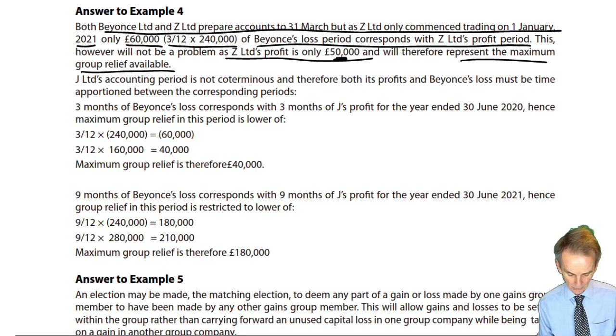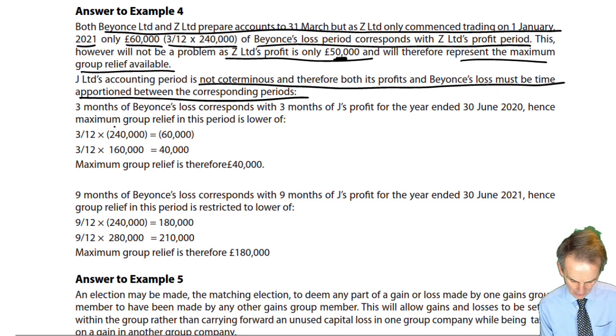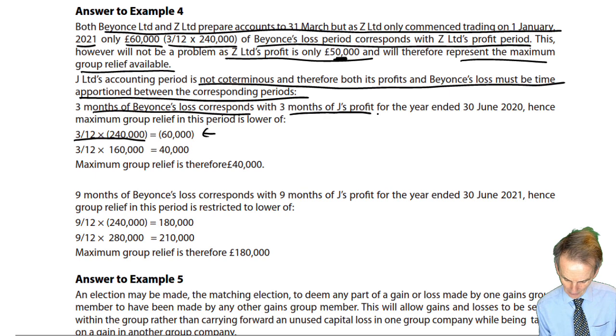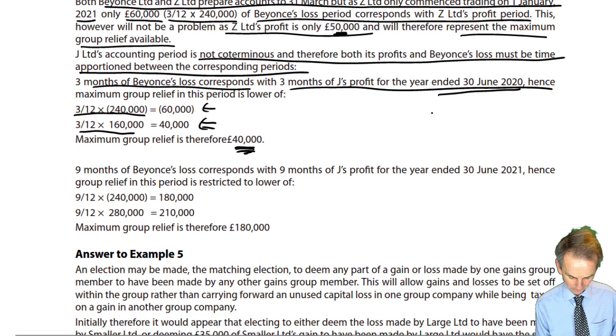Job done. J Limited's accounting period is not coterminous, and therefore both its profits and Beyonce's loss must be time apportioned between the corresponding periods. As we've said, 3 months worth of Beyonce's loss was 60,000, and that corresponds with 3 months of J's profit for the year ended June 20. 3/12 of 160 is 40,000, and therefore the smaller of the numbers, the maximum group relief, is 40.